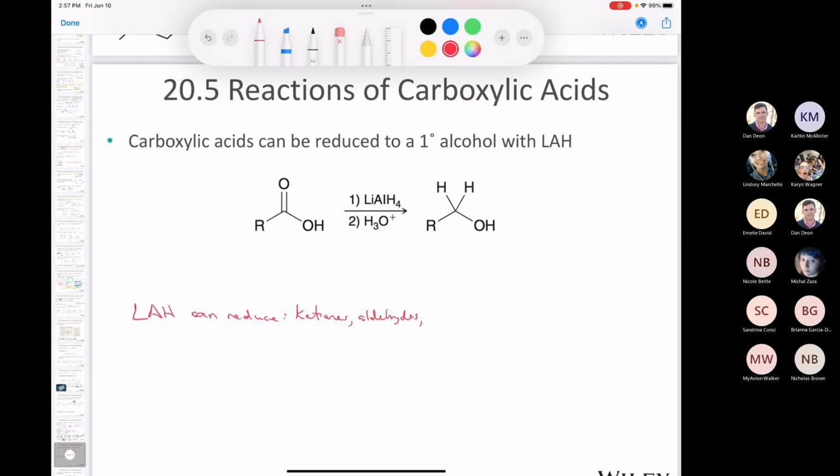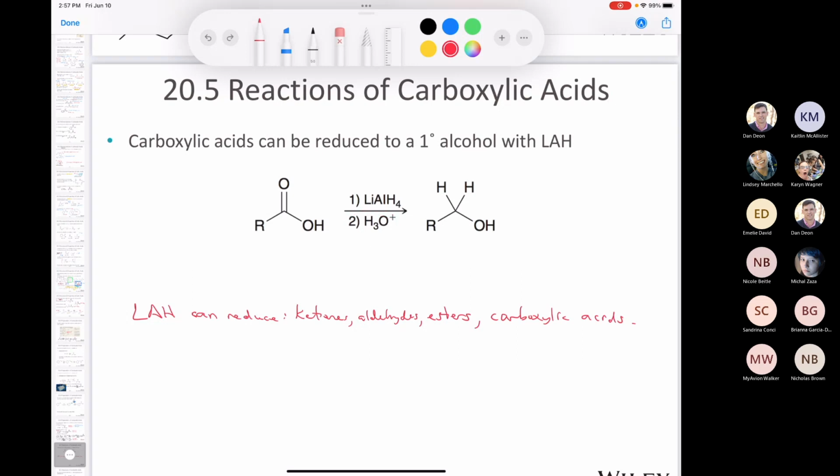It can also reduce esters and carboxylic acids. If you take a carboxylic acid and treat it with lithium aluminum hydride, which is a really powerful hydride delivery agent, but you could also view the hydride as a base, you can convert the carboxylic acid, after protonation with aqueous acid, into a primary alcohol.